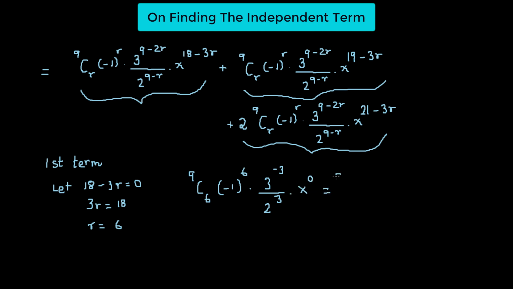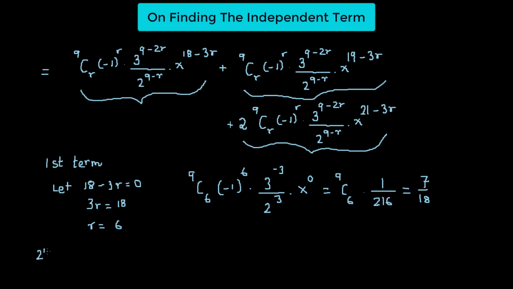So that will be equals to 9c6. Negative 1 raised to the power of 6 is positive 1. Then we have 1 over 2 cubed times 3 cubed, so which is 6 cubed, and the value of 6 cubed is 216. And we multiply 1 over 216 to 9c6, and that should give us 7 over 18. So this is the first one that gives us, the first term is giving us 7 over 18. Now we move on to the second term.